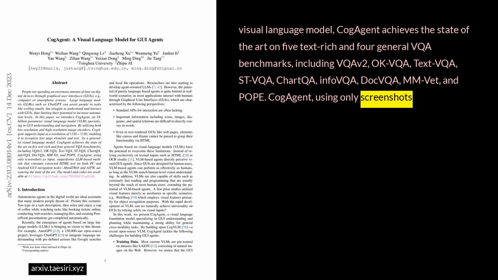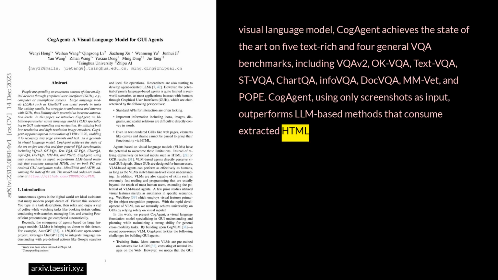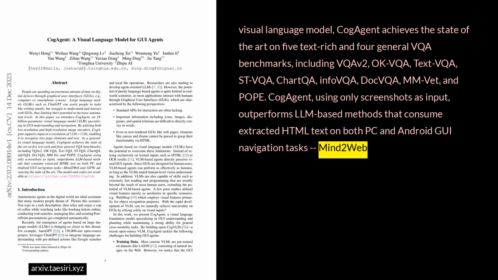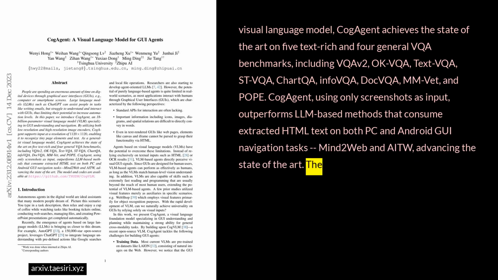CogAgent, using only screenshots as input, outperforms LLM-based methods that consume extracted HTML text on both PC and Android GUI navigation tasks, Mind2Web and AITW, advancing the state-of-the-art. The model and codes are available at the project's website.